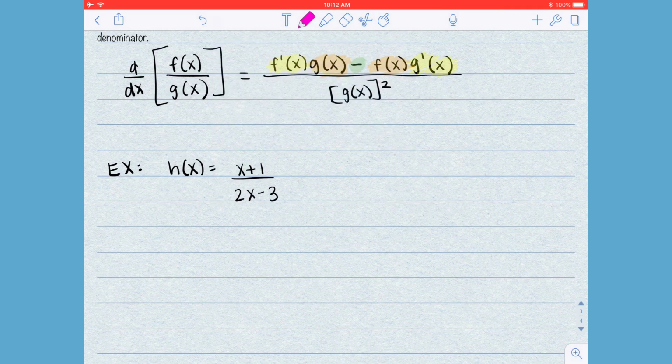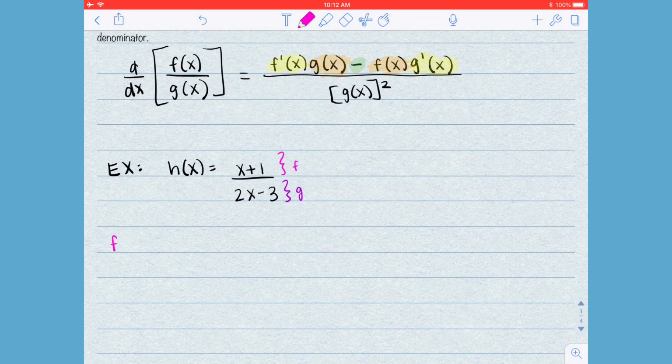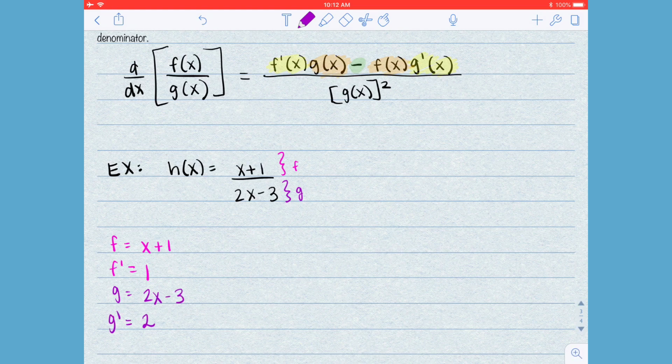So like before, I want to identify an f portion, and then I want to identify the bottom as my g portion. I'm going to go off to the side, and I'm going to write my f as x plus 1. So that means my f prime is equal to 1. I'm going to write my g function, which is 2x minus 3. So my g prime function is just 2.